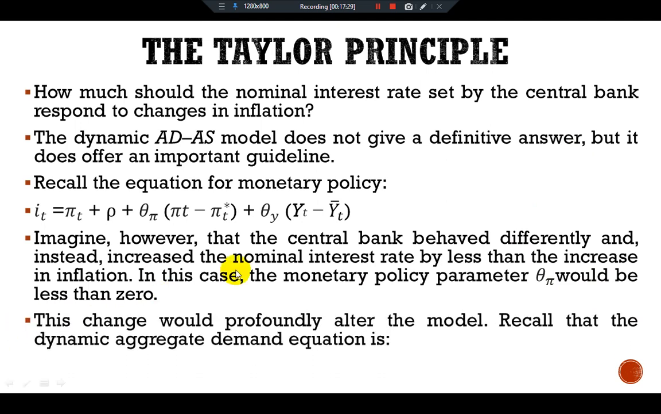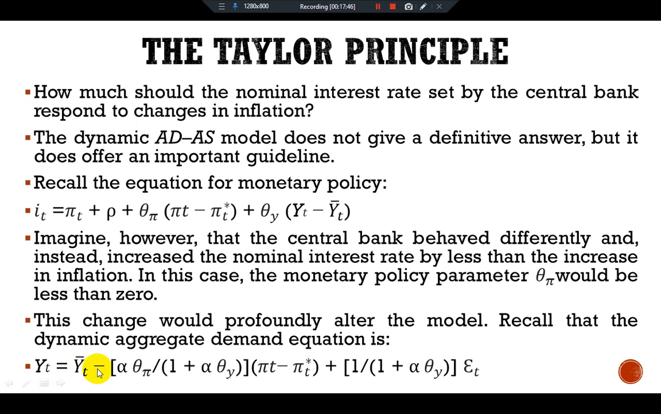Recall this change would profoundly alter the model. Recall the dynamic aggregate demand equation: Yt = Ȳt − [αθπ / (1 + αθY)] (πt − πt*) + [1 / (1 + αθY)] εt. If θπ is negative, then an increase in inflation would increase the quantity of output demanded, and the dynamic demand curve would be upward sloping.